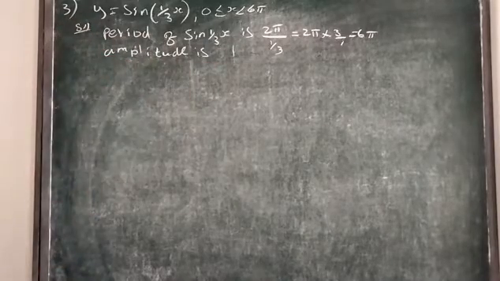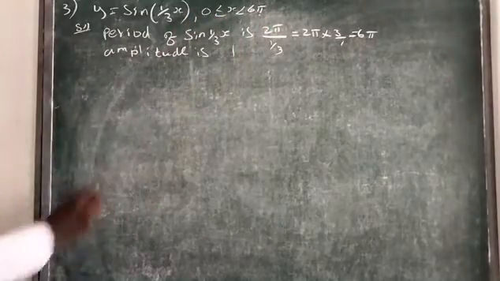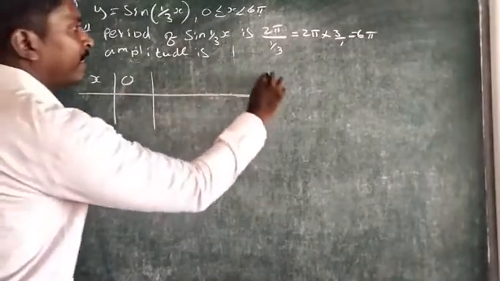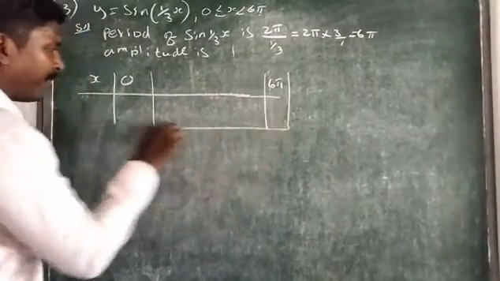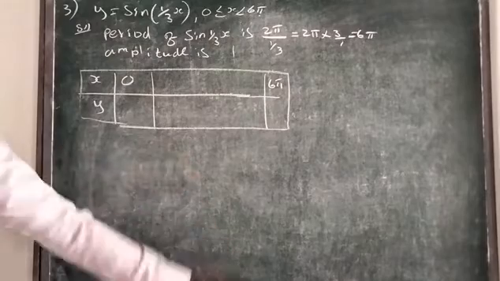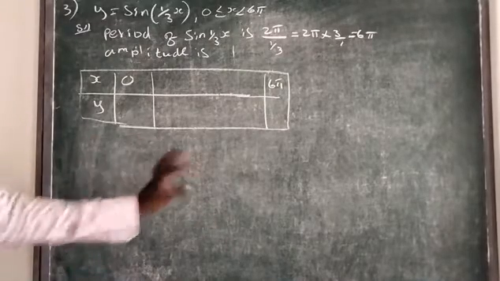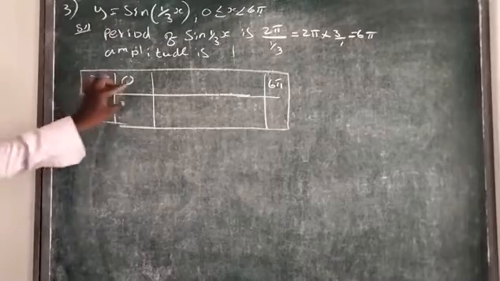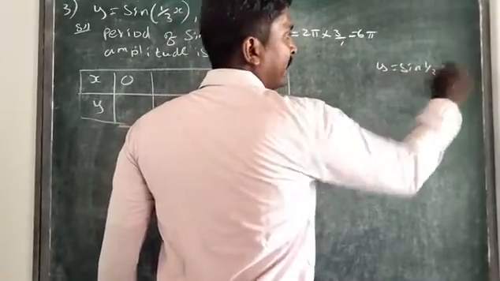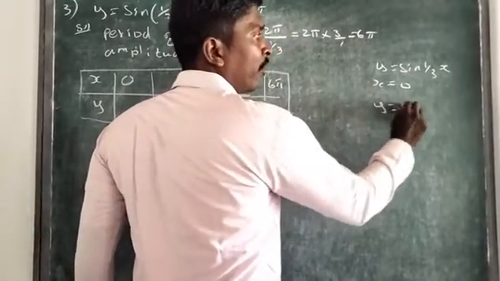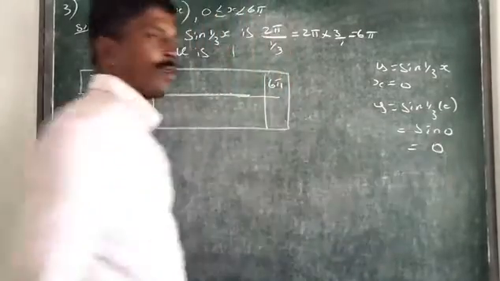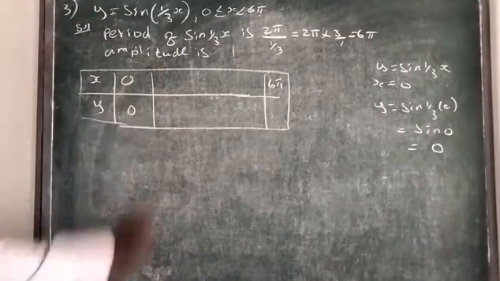Now how do we draw the diagram? For x we want the limit 0 to 6 pi. Take x from 0 to 6 pi. In between, you have to know where the curve will intersect the x axis. So first, instead of x, substitute 0. What is the y value? We have y equal to sin(1/3 x). Substitute x equal to 0, then y equal to sin(1/3 into 0), which becomes sin 0. Sin 0 value is 0. So when x equal to 0, the sine value is 0.